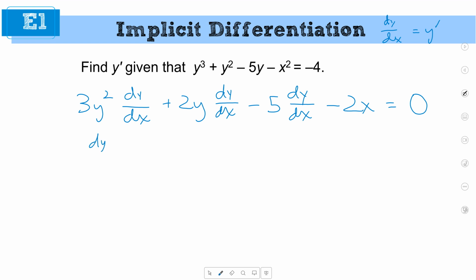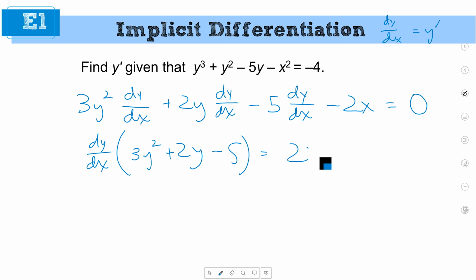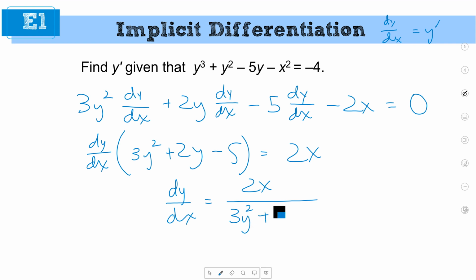So what does that look like? dy dx times the quantity 3y squared plus 2y minus 5 is equal to 2x. Move the 2x to the other side. Anything with a dy dx stays on the left. I factor out a dy dx. Last but not least, I divide. Done. That little simplifying process is what's going to cause problems for you. Most of you will do it just fine with implicit differentiation.